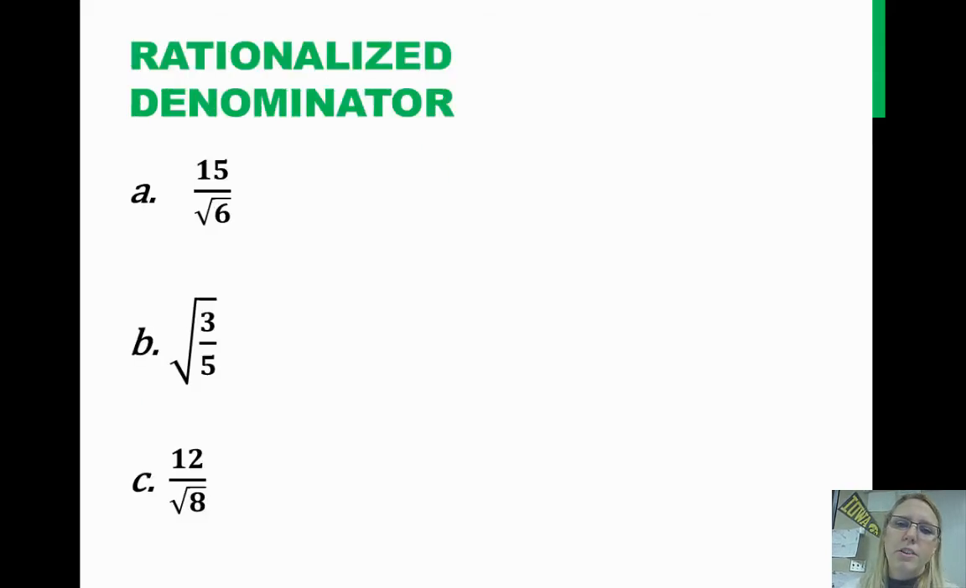Now let's talk about rationalizing the denominator. In math, we never like to see a square root in the bottom part of the fraction, the denominator. So what we have to do is get rid of it somehow, and the best way to do that is to multiply both top and bottom by that square root. What happens when you do that is that the square root of 6 times the square root of 6 just becomes a 6. And then I have 15 square roots of 6 on the top.